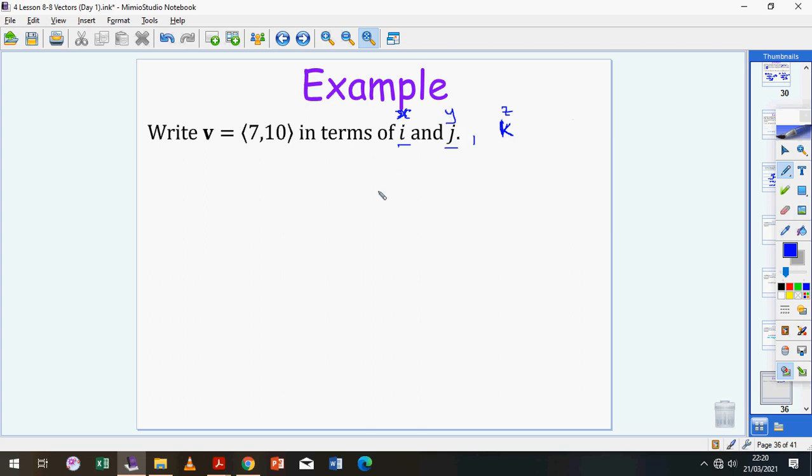So when we talk of i, we mean the x coordinate, and j means the y coordinate. So if I want to write this vector in terms of i and j, it's just going to be 7i plus 10j. That's the same way as writing vector v, right? 7i and 10j.